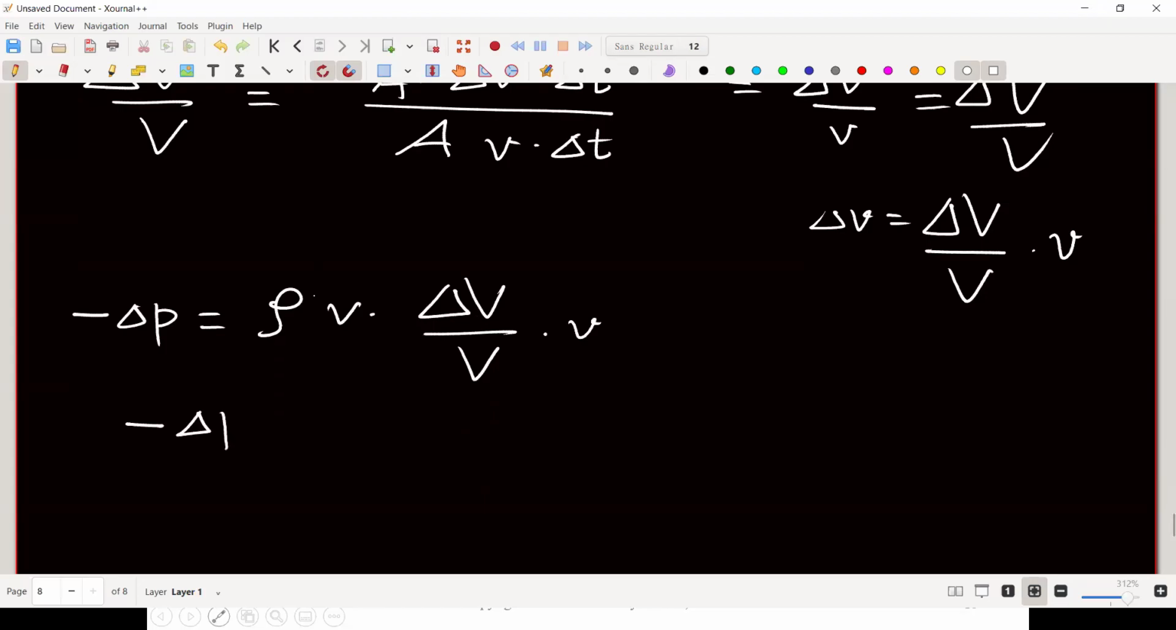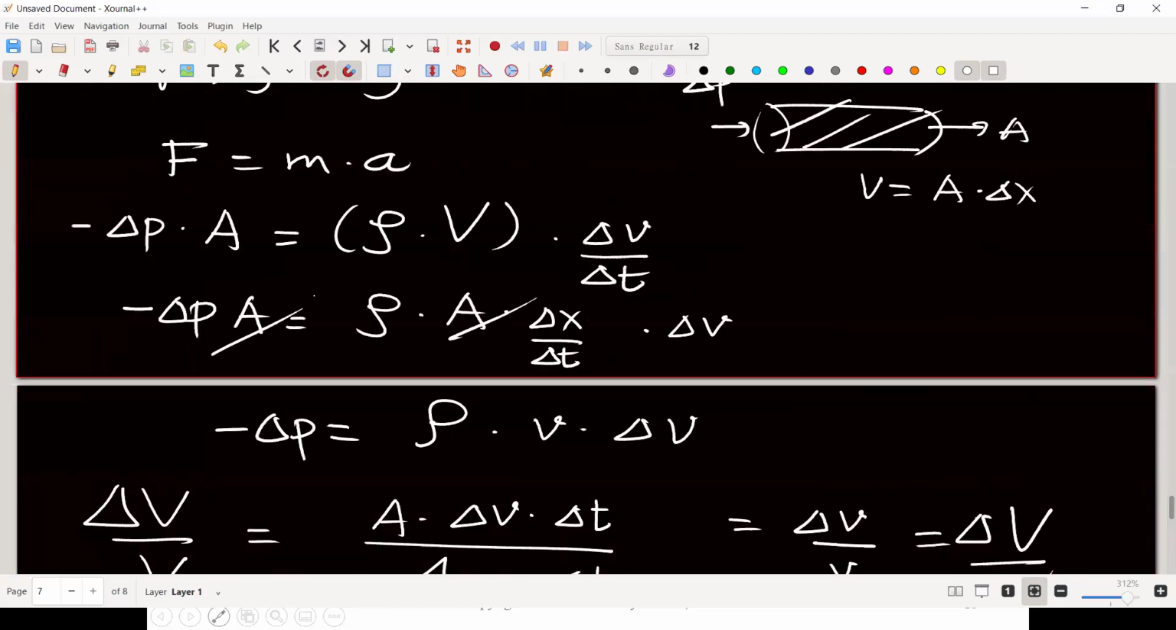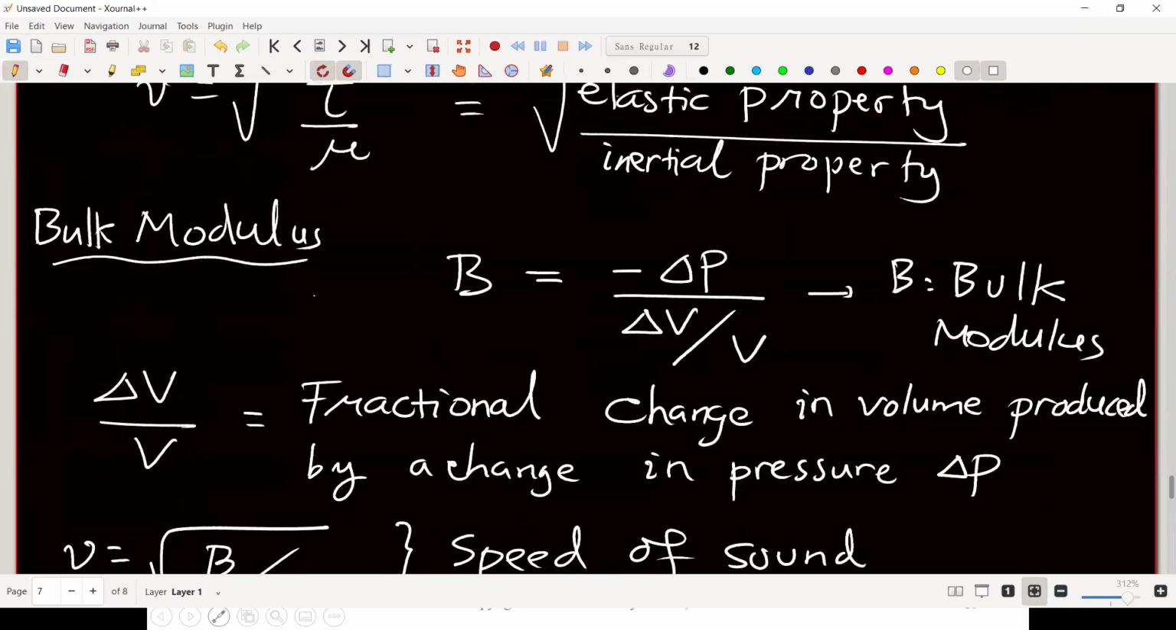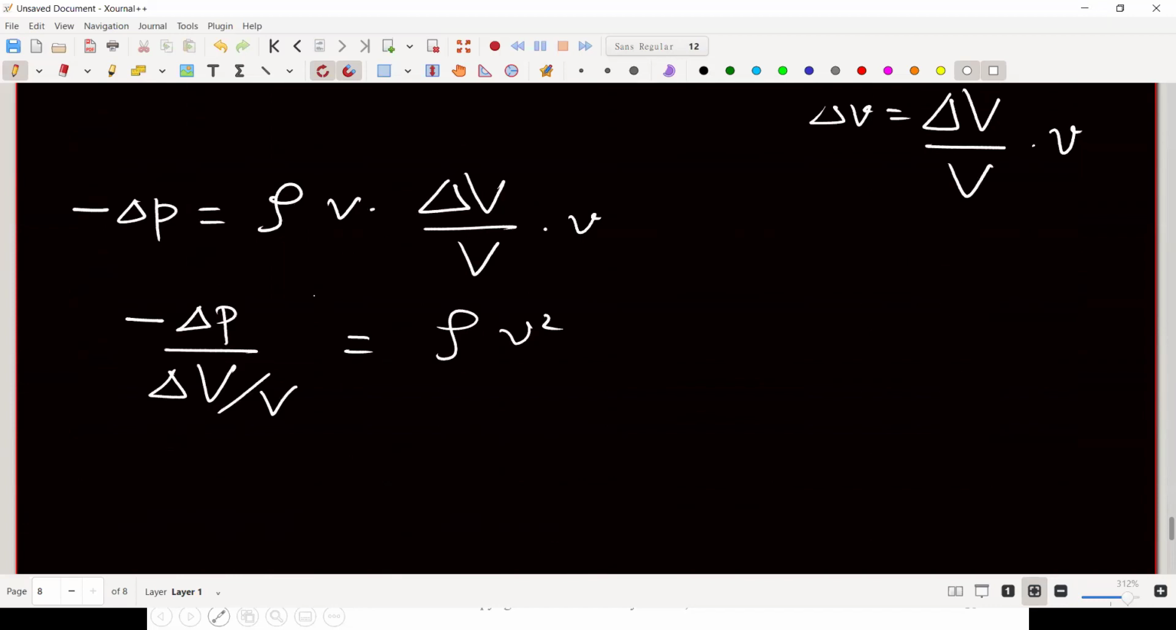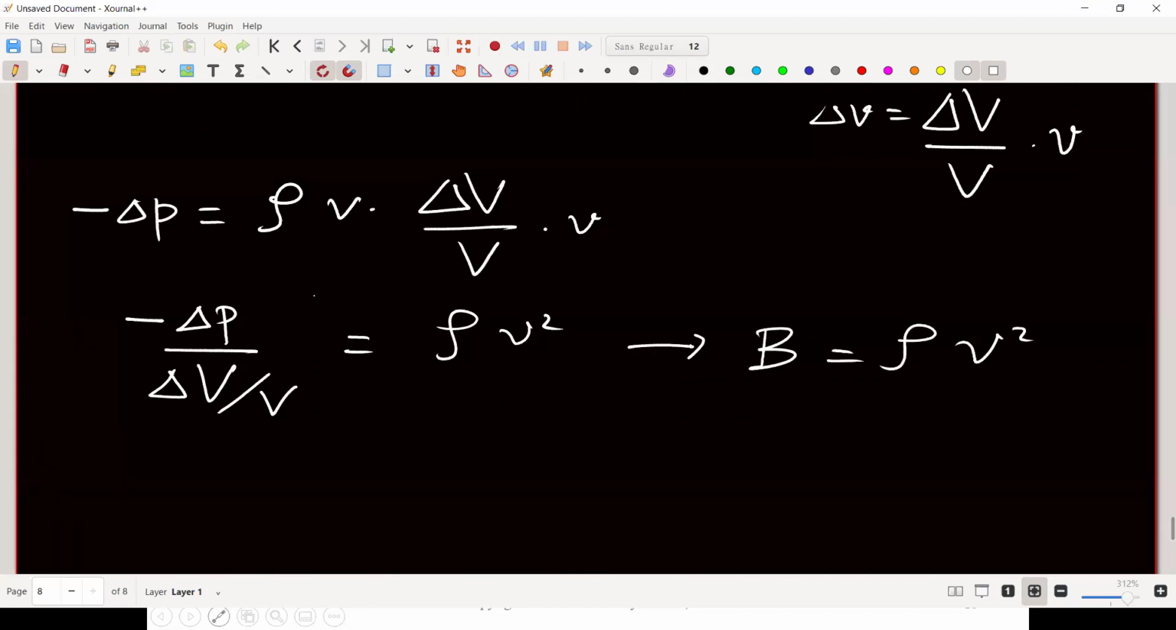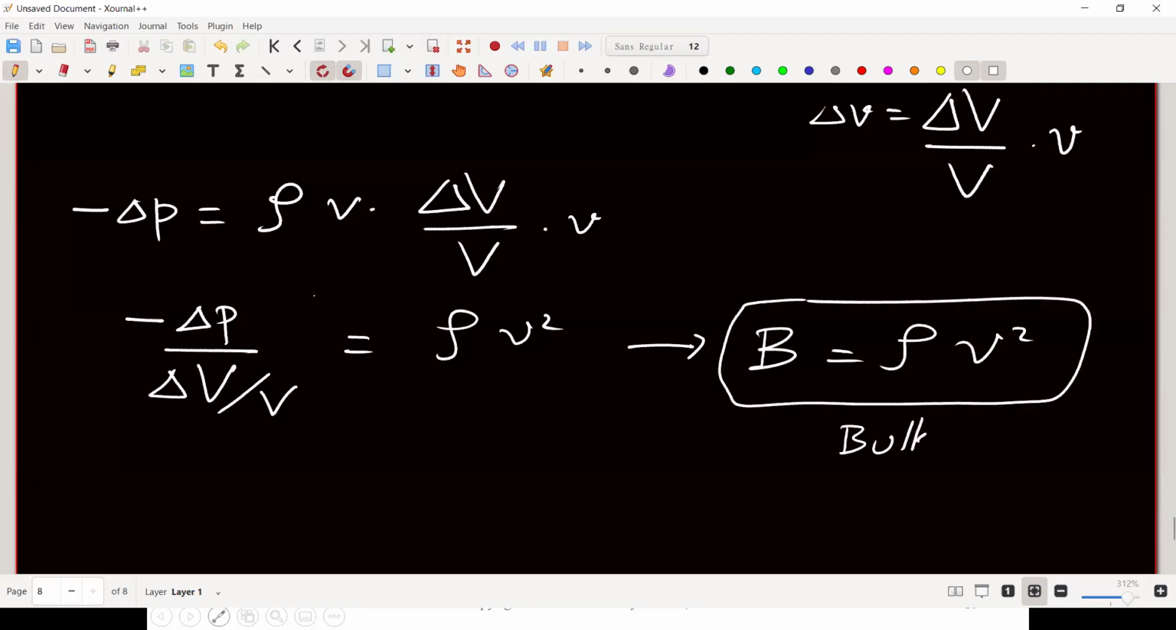So minus delta P divided by delta volume per volume is equal to rho v squared. Okay. So this one is the definition of bulk modulus. So we know that bulk modulus is rho v squared. This one is B equals rho v squared. This one is bulk modulus.